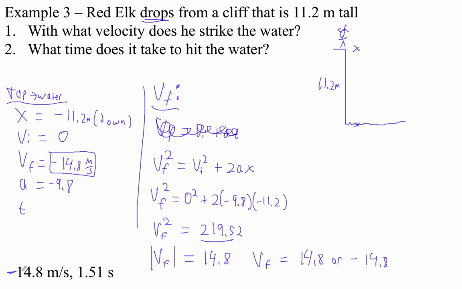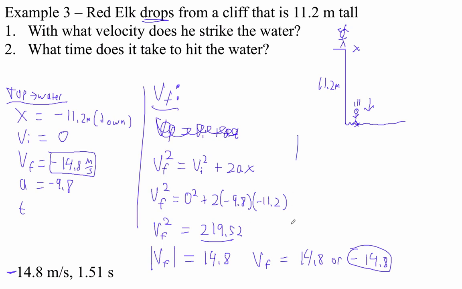Okay, so the answer that's down here actually was wrong. Okay, the answer is that it's negative 14.8, and the reason that it's that is that Red Elk has lost his antlers now, and he's moving down. He's going down when he strikes the water. Down is a negative velocity.